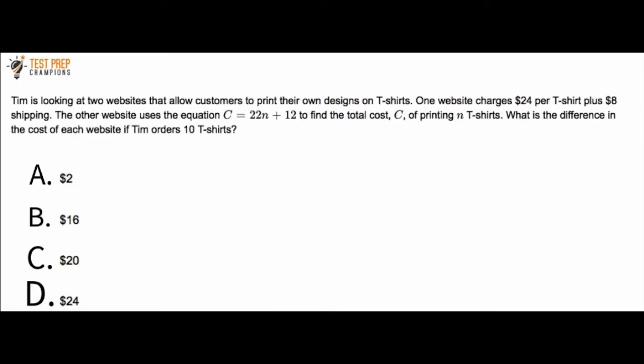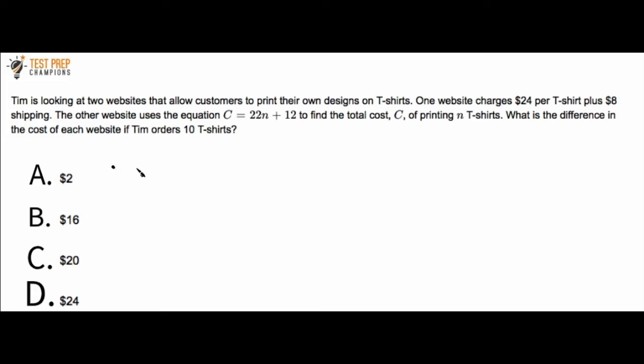All right, so the next question says, Tim is looking at two websites that allow customers to print their own designs on t-shirts. One website charges $24 per t-shirt plus $8 in shipping. The other website uses the equation C equals 22N plus 12 to find the total cost C of printing N t-shirts. What is the difference in the cost of each website if Tim orders 10 t-shirts? So I'll let you pause the video, try to figure this out, and then we'll go over it.